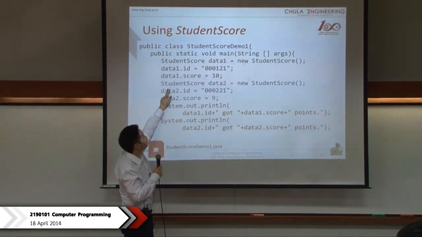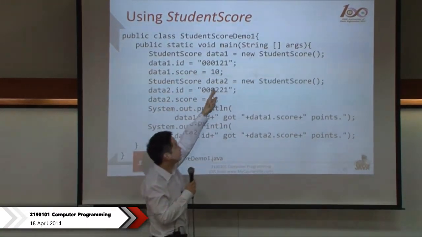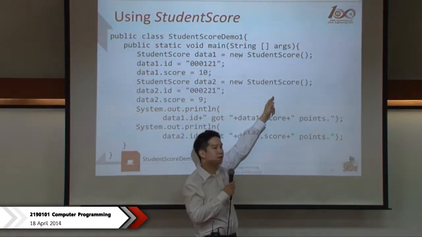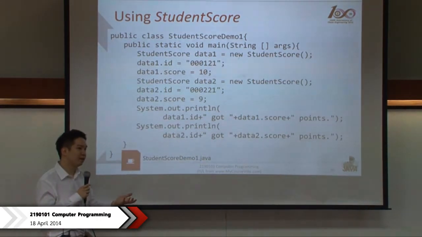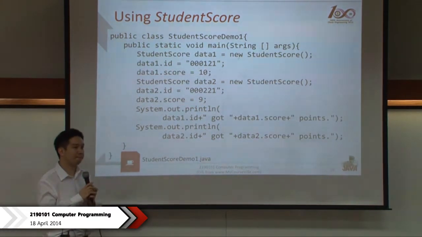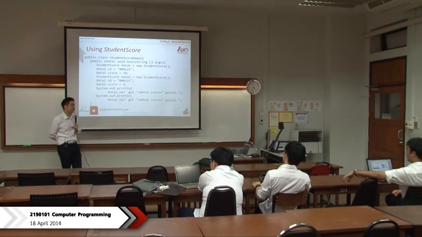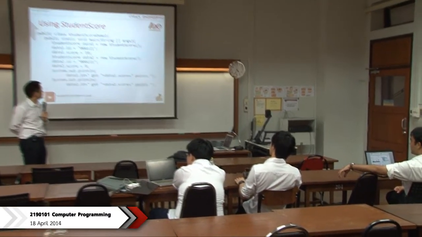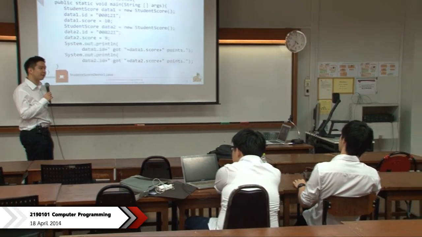First one is what? We just read this together. Student score data to new student score. What are we doing? If you were to describe this to your friend, what would you say? That's this line. Which method? Where's the method? Is that a method? What is the method?